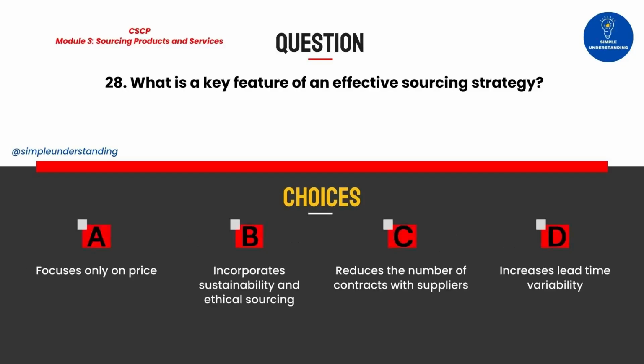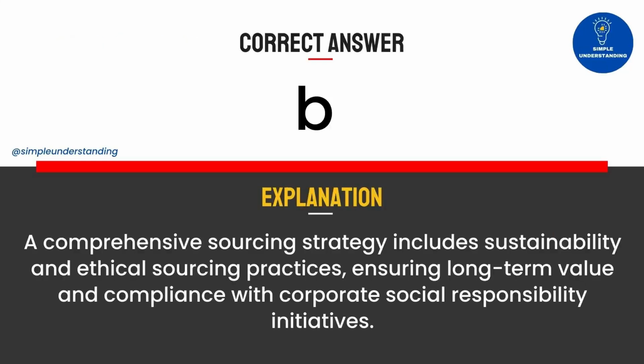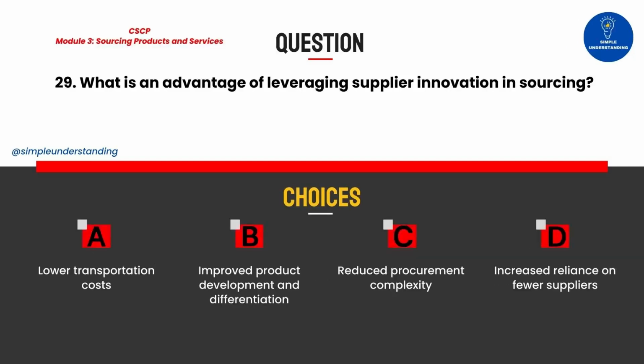28. What is a key feature of an effective sourcing strategy? A. Focuses only on price. B. Incorporates sustainability and ethical sourcing. C. Reduces the number of contracts with suppliers. D. Increases lead time variability. Correct answer, B. Explanation. A comprehensive sourcing strategy includes sustainability and ethical sourcing practices, ensuring long-term value and compliance with corporate social responsibility initiatives.